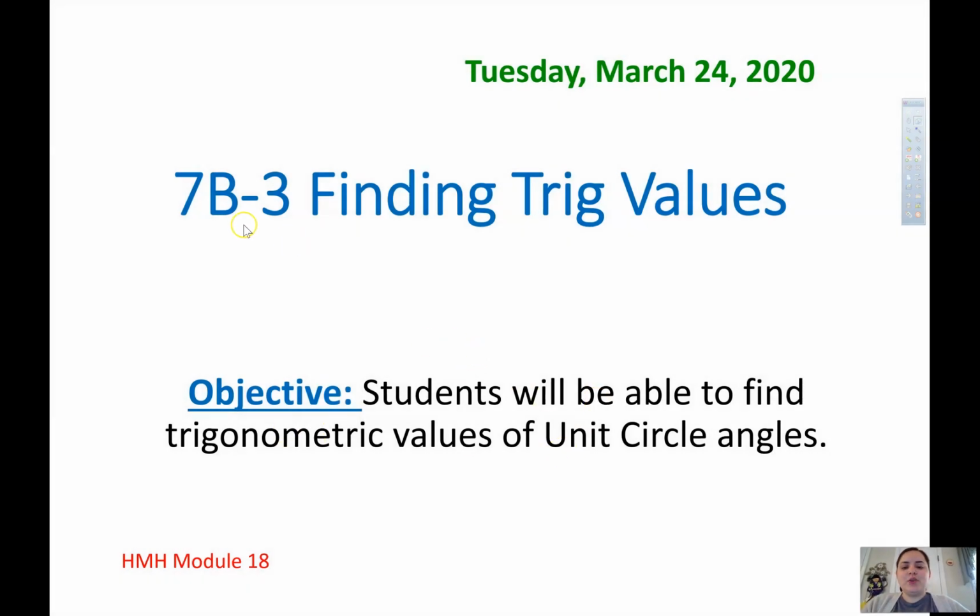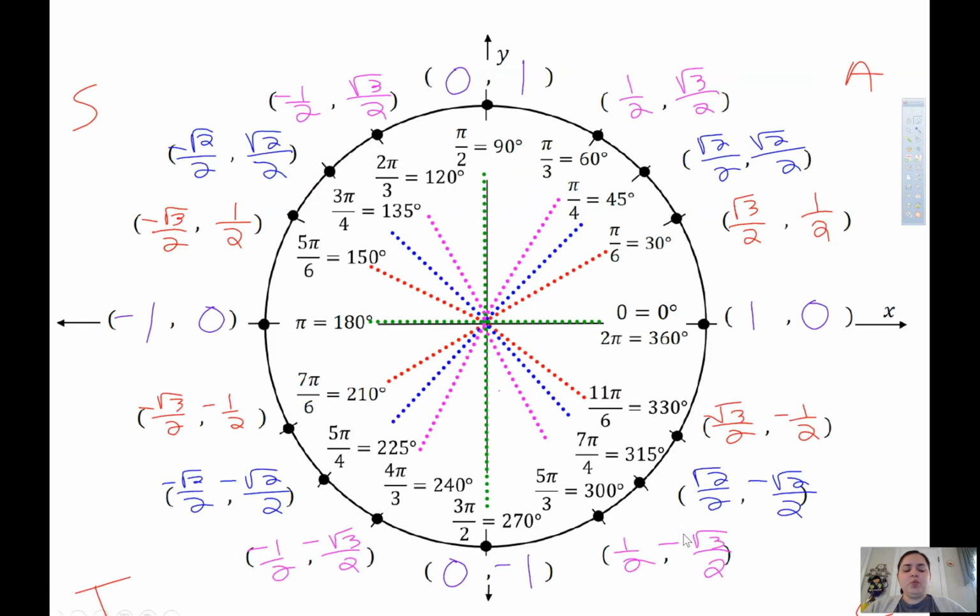So let's get started. Our third lesson, our objective: you guys are going to be able to find trigonometric values of unit circle angles, okay? So with Mr. Schwarber, you should have been able to build this unit circle, and hopefully it makes sense. I know it's kind of like, oh my gosh, this is too much. I'm lost. I'm confused. I don't know what to do. So I kind of want to just recap a little bit what you guys did.